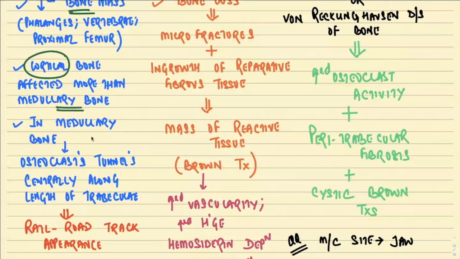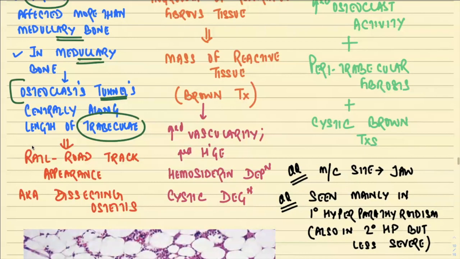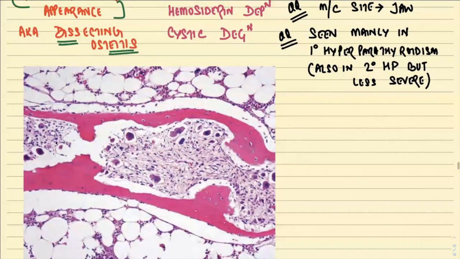And remember, in the medullary bone, the osteoclasts tunnel centrally along the trabeculae. So it gives an appearance of a railroad track, also known as dissecting osteitis. It's a characteristic histological feature of primary hyperparathyroidism. Look at this particular diagram, you are going to understand. First of all, try to understand what is this pink colored thing that you are watching. This is called the bony trabeculae.